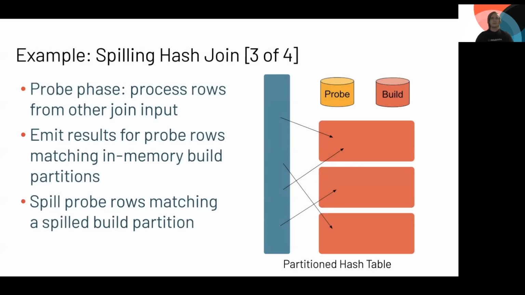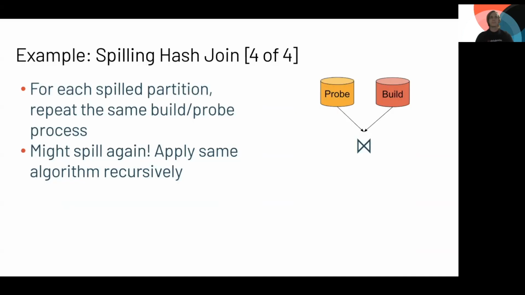We now move on to the probe phase, where we consume the rows of the other join input. Probe rows that match a memory resident partition are emitted as results. Probe rows that match a spilled partition are also spilled. So for each spilled partition, we have a set of build rows and a set of probe rows. After we've consumed the probe input, we can throw away the in-memory partitions because we've already joined and emitted all probe rows that can match.